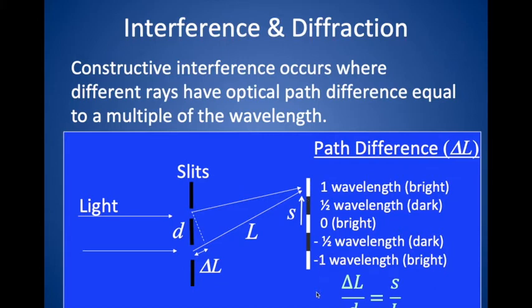And you can actually calculate what the spacing is going to be. So there's some similar triangles here. This extra path length divided by the spacing, d, is equal to the distance along the screen here, s, divided by the length.